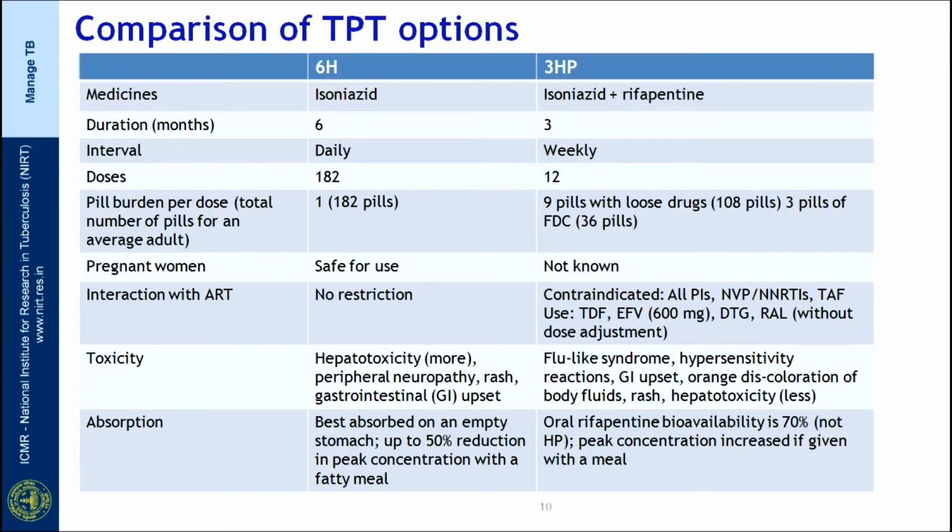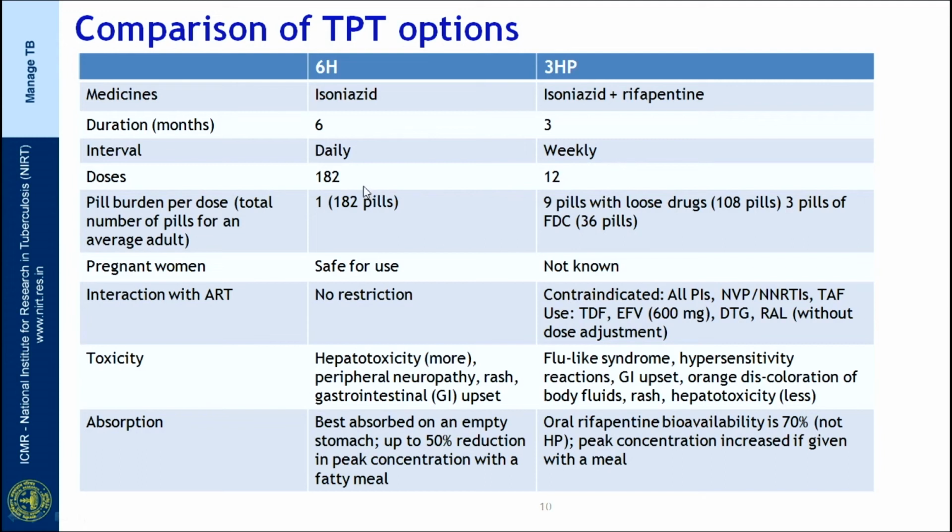Now, comparison of TPT options. As I said, 6H, that is 6 months of isoniazid, and 3HP, which is 3 months of weekly isoniazid and rifampicin, are the most popular ones, and let us discuss and compare these two options. Now, the medicine used in 6H is isoniazid, whereas in 3HP the medicines used are isoniazid and rifampicin. The duration is 6 months here, 3 months here. The interval is daily here, whereas here it is weekly.